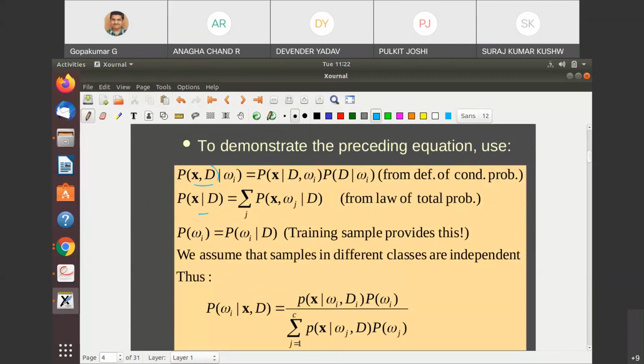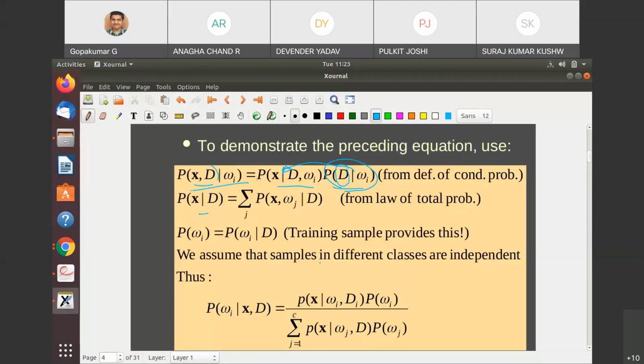The probability given a particular category is nothing but, we can assume, the probability of x given D comma wi, and the probability of D given wi. So that means we are assuming that the training data set is also taken into consideration. That's the probability for that particular case, and using that we will find out these terms.